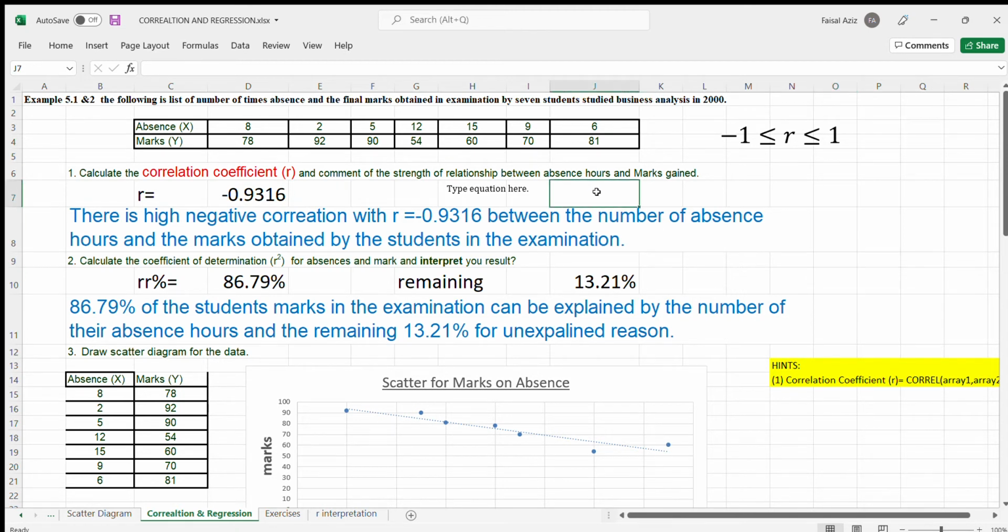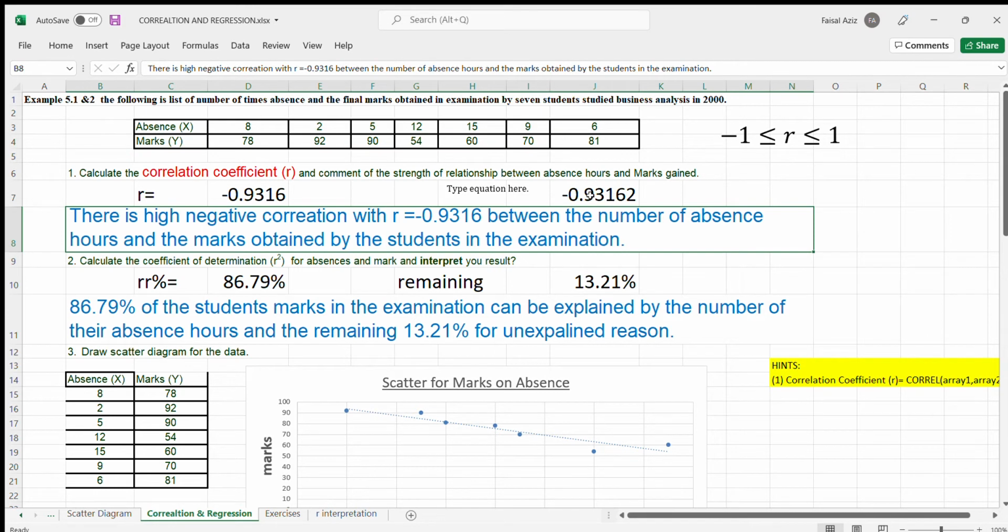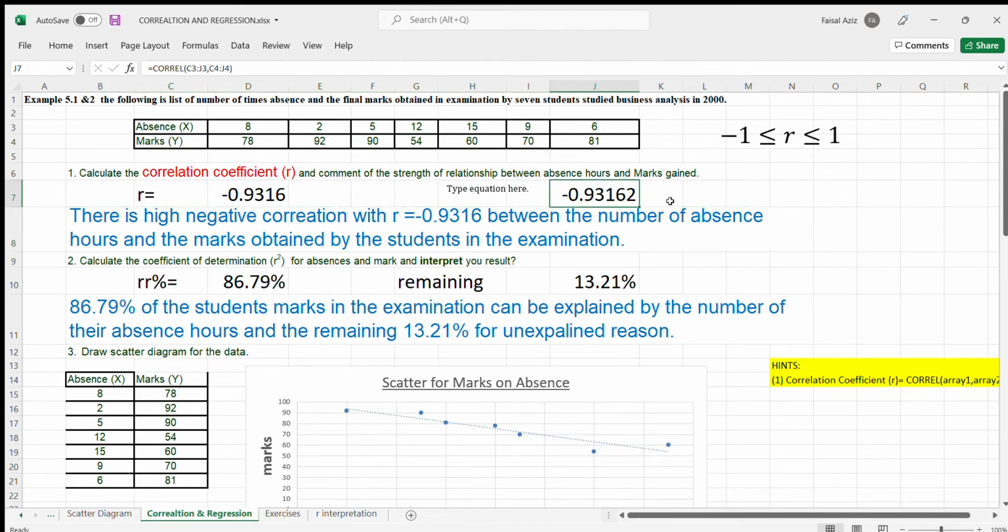So how did I calculate? It's very easy. You can simply press the equal sign and then write the CORREL function, select the observations one by one, and then click enter. As you can see, the correlation is minus 0.9316. So the coefficient of correlation will tell us how strong the relationship is between the given variables.